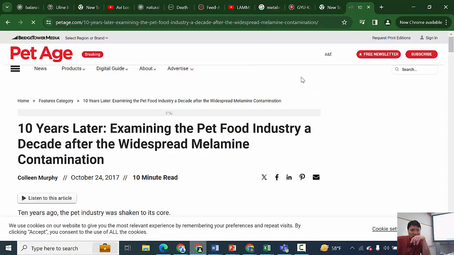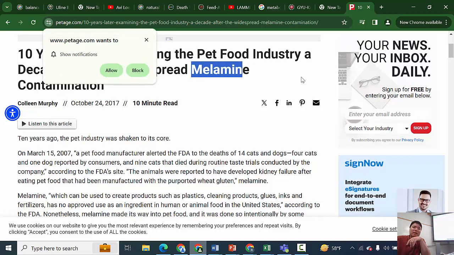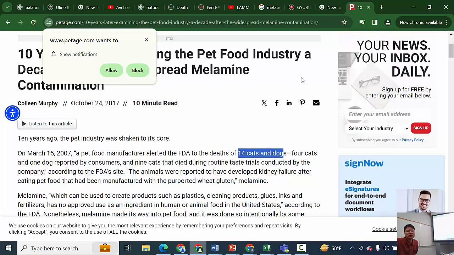14 dogs. The thing that they put in is melamine, which contains nitrogen, but melamine is used in plastic plates and that kind of stuff. Deaths of 14 cats and dogs that were reported.